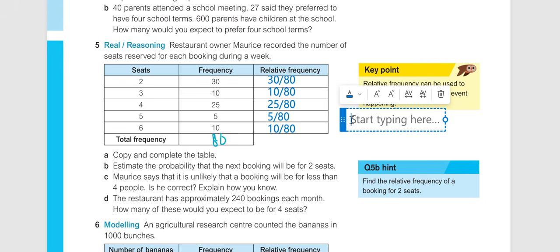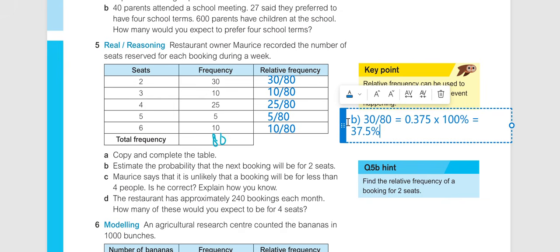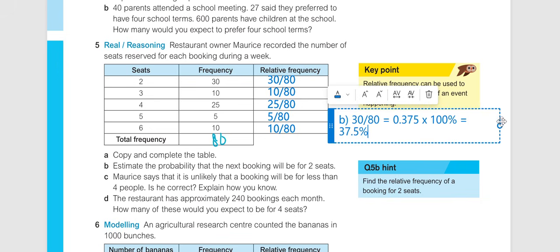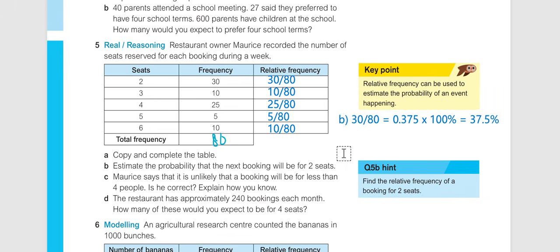30 upon 80. Yeah, so for B, we can say it's 30 upon 80, which is equal to how much? 30 divided by 80 equals 0.375, and we are going to write it as a percentage, right? So you can get the answer as 37.5%. This is the answer for B.